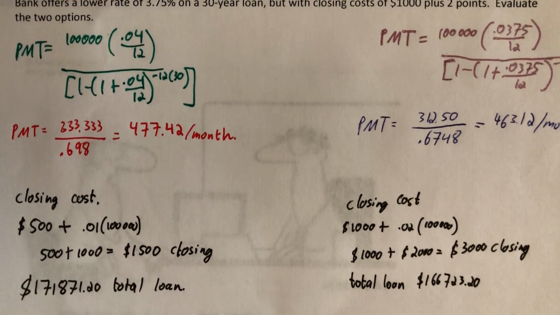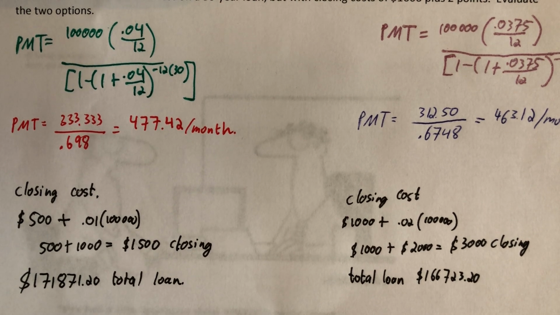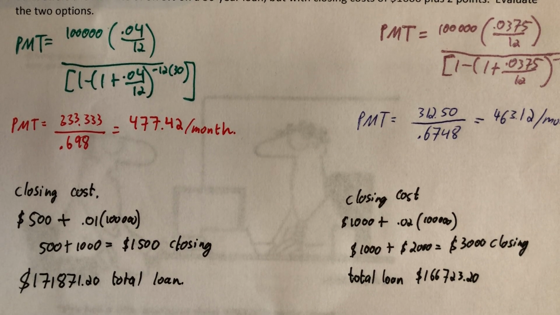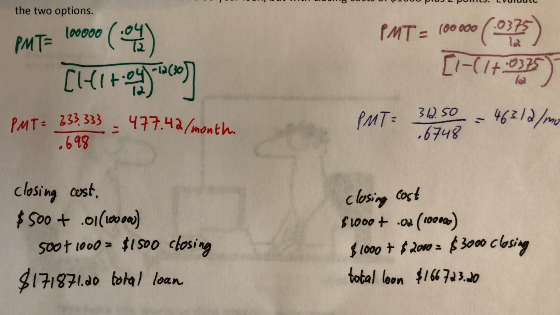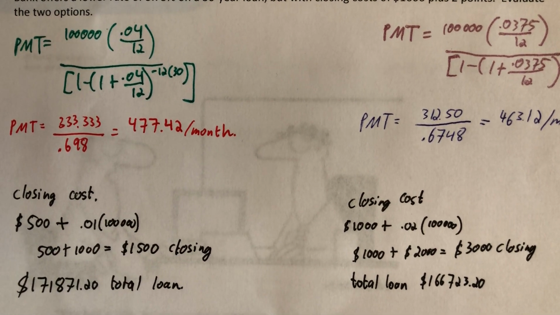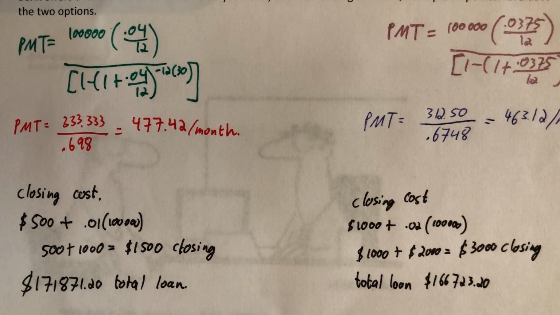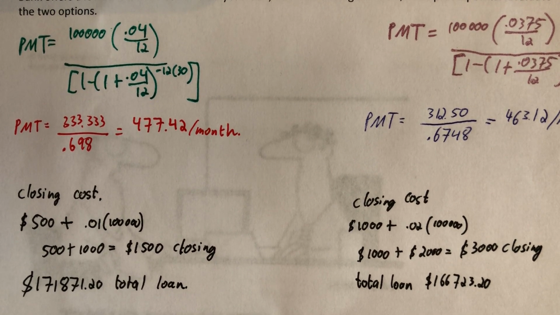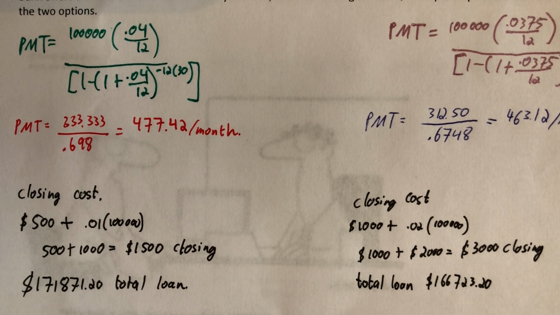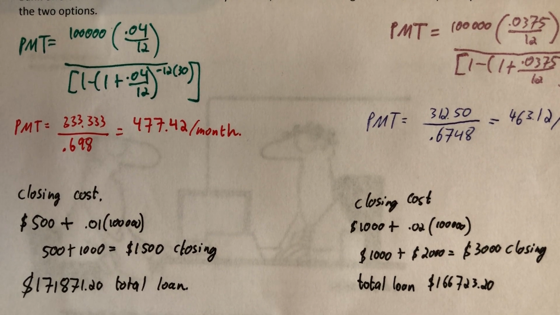For 30 years. Closing costs would be $500 plus 1% of 100,000. Remember, 1 point is 1%. So you would need to bring $1,500 to closing, and if we take our $477.42 and we times it by 360, you would pay a total of $171,871.20 for your loan. So $71,000 or so in interest.